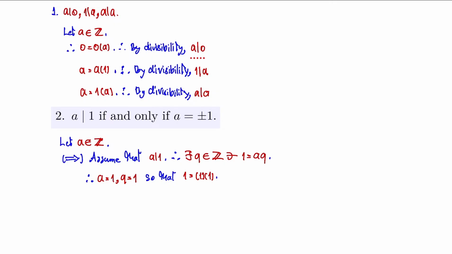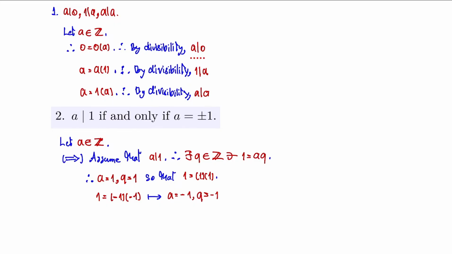So what about another a and q? If you want to have a equals minus 1, so what do we have? We can have 1 equal to minus 1 times minus 1, right? So this means that a equals minus 1, q equals minus 1.